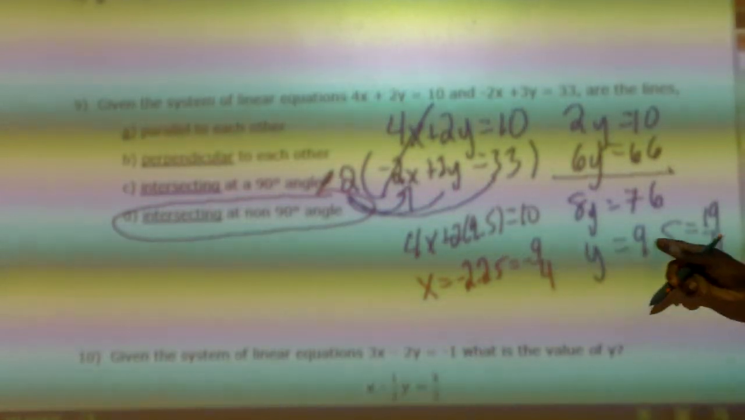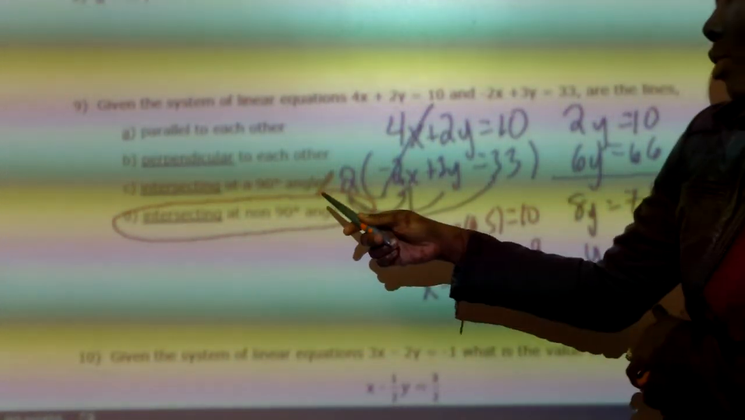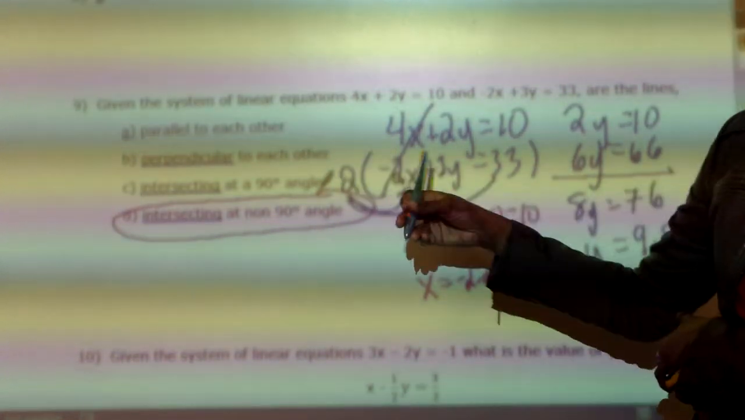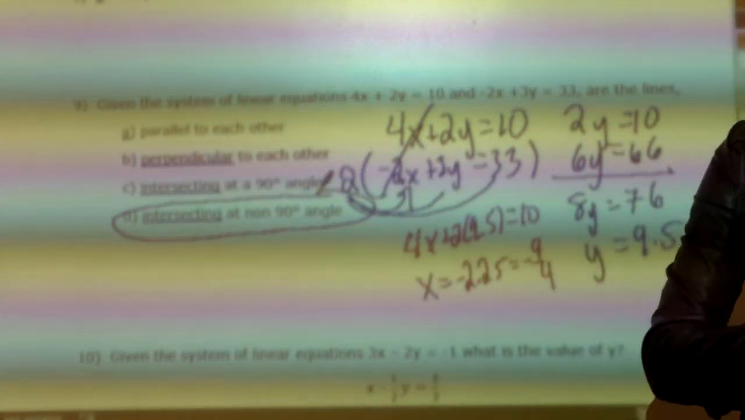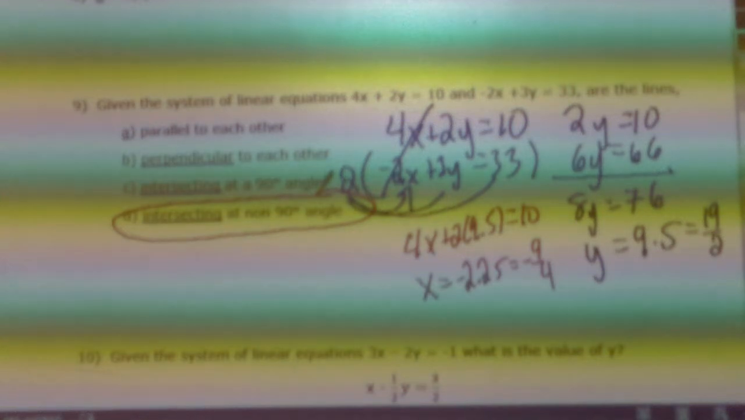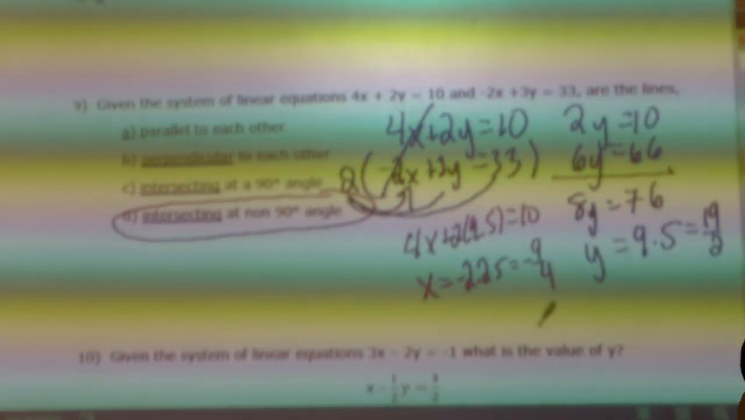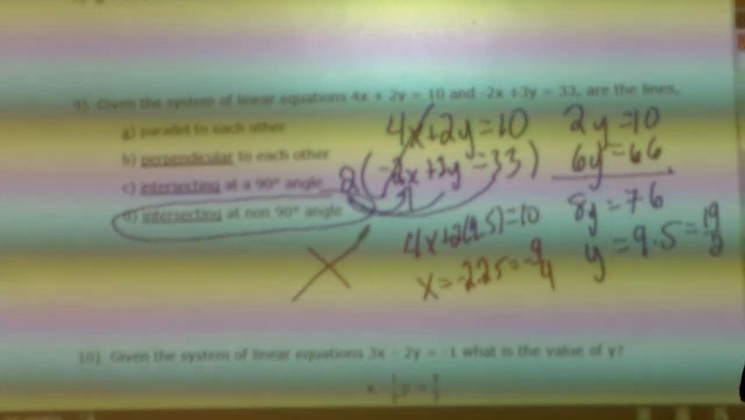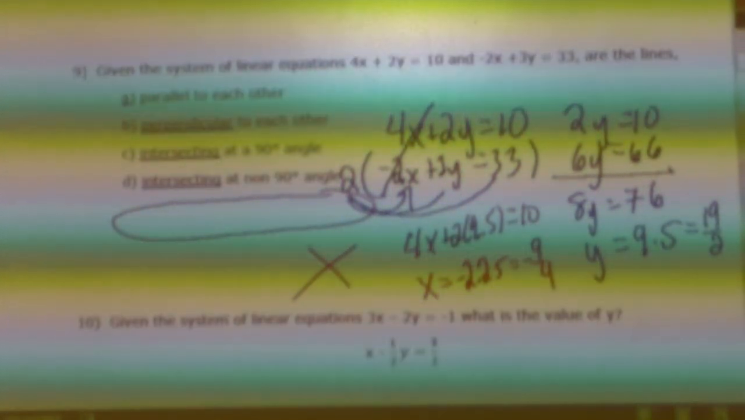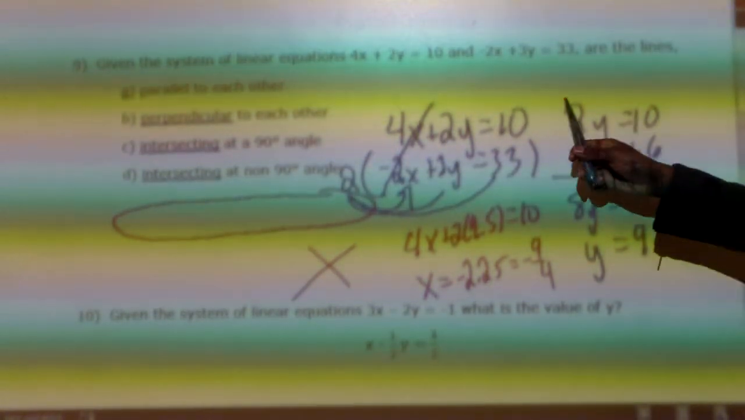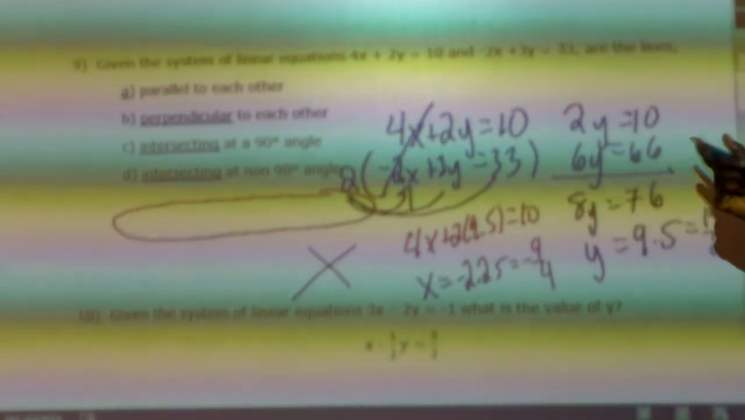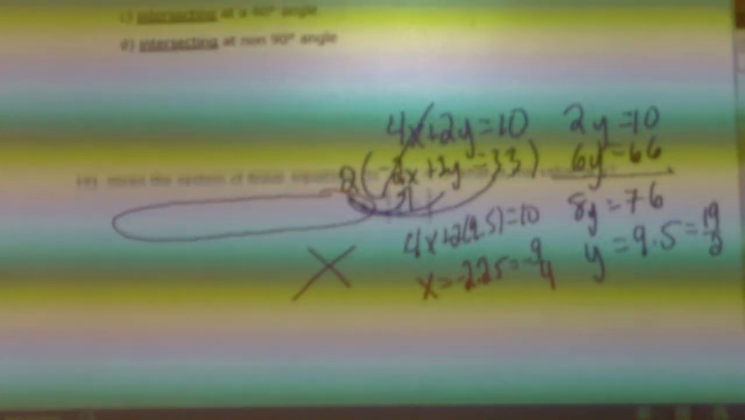Yay! They intersect, but it's not 90 degrees because they're not perpendicular. They aren't parallel and they aren't perpendicular to each other. So they intersect, but they are not 90 degrees. It's just a regular intersection. Got it? Got it. So with this one, you really didn't have to get an answer. You could have just put them in the whiteboard and looked at the lines. That's what I did. Yeah, I just went the long way.